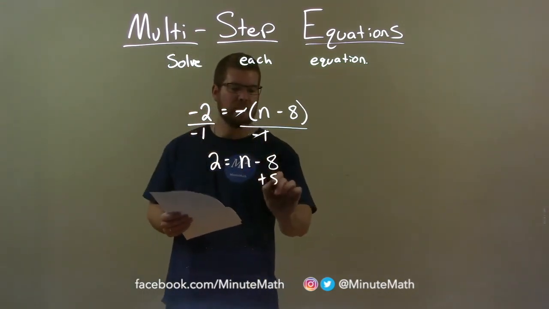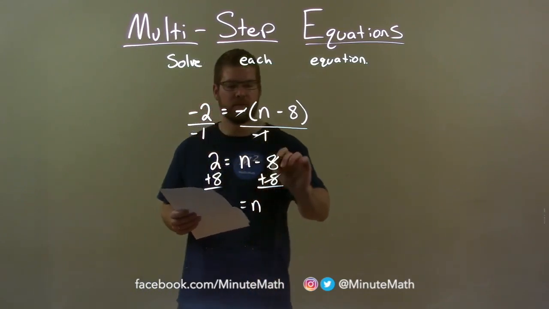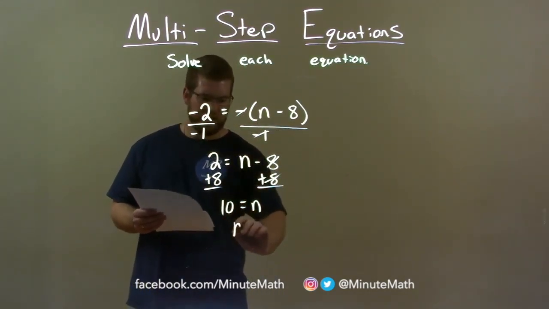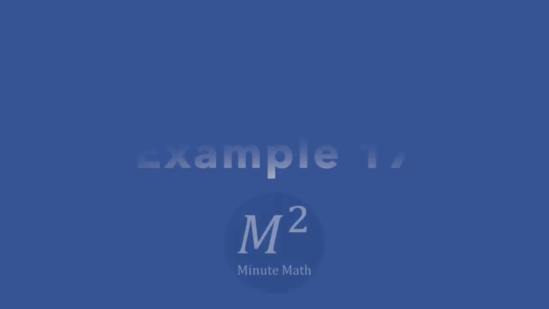Now if I add an 8 to both sides, n is by itself on the right, 8's cancel, and 2 plus 8 is 10. Rewrite this to have n come first, so n equals 10, and there we have our final answer.